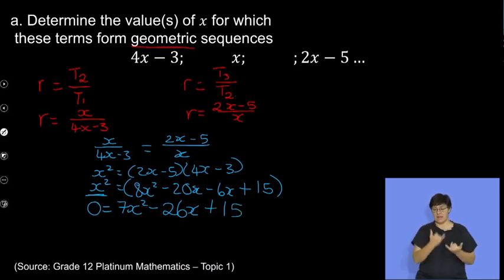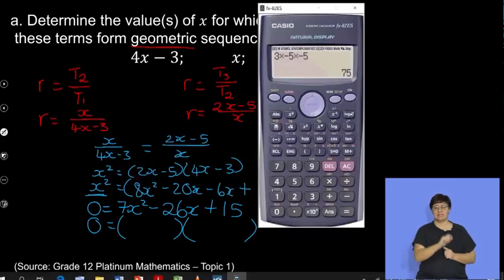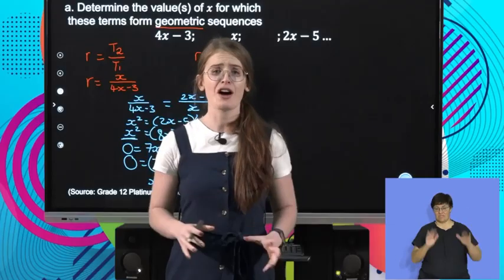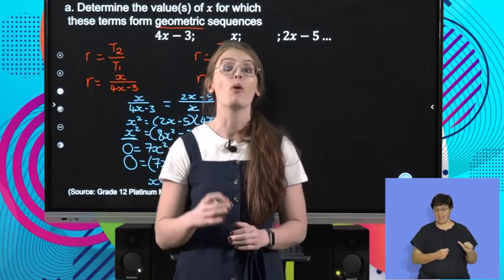Great, so now we are going to factorize to see what the values of x are going to be. What I need to do is work out what 7 times 15 is, and I need to use those factors to create negative 26. So let's see what happens when I divide. Oh, let's have a look. So that means that x will be equal to 5 over 7, or x will be equal to 3. Wonderful, everyone. So far I have done A, I have solved for x.